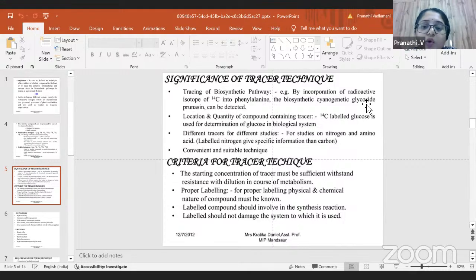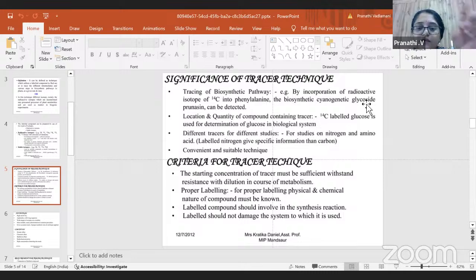So what are we looking at when we use a tracer technique? Whether the concentration of the tracer, whatever amount we are incorporating, is able to withstand the amount of dilution in the system when the metabolism is taking place. If it is going to disintegrate and degrade, there's no point in using the tracer altogether. And then you have to properly label the physical and the chemical nature of the compound.